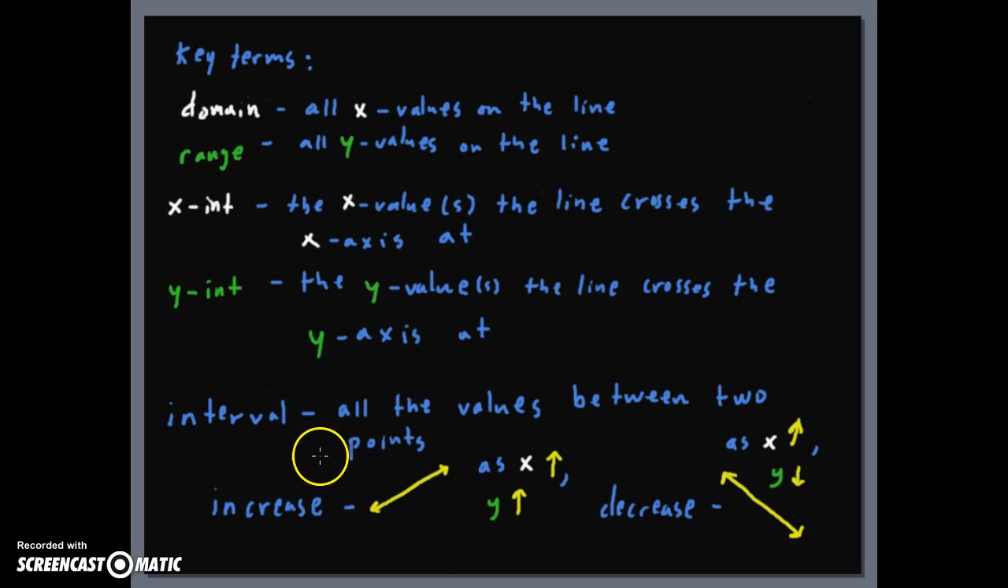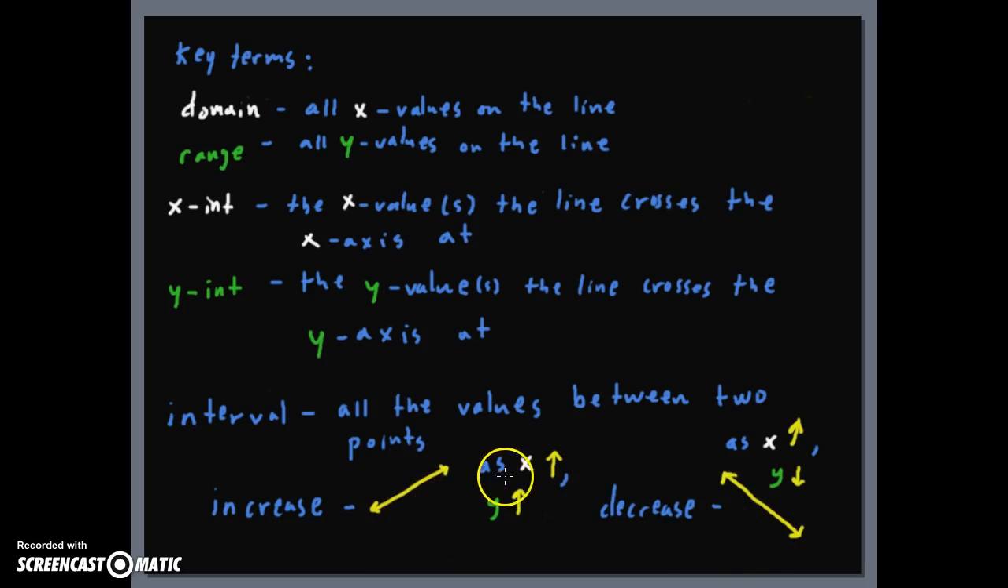And we've got interval, a very easy idea, but we'll talk more about what it means. Essentially, it's just all the values between 2 points. And we've got increase and decrease. So you can see what the line looks like. It's going up as you go from left to right. So if we read the line, it's going up. If we read the decrease line, it's going down.